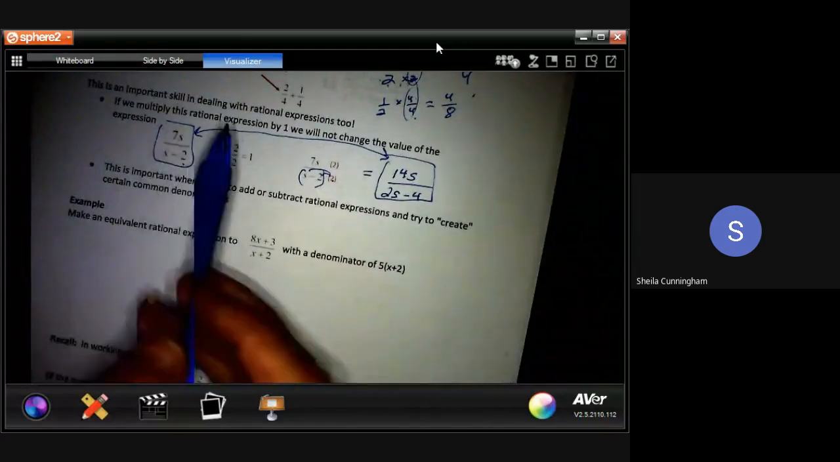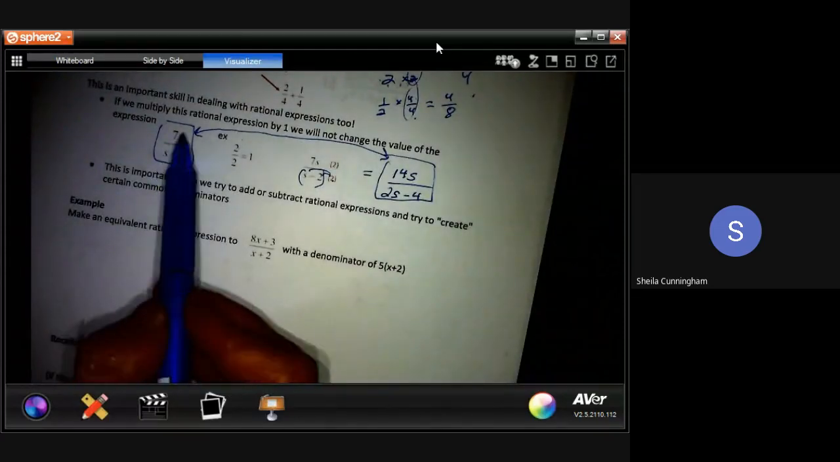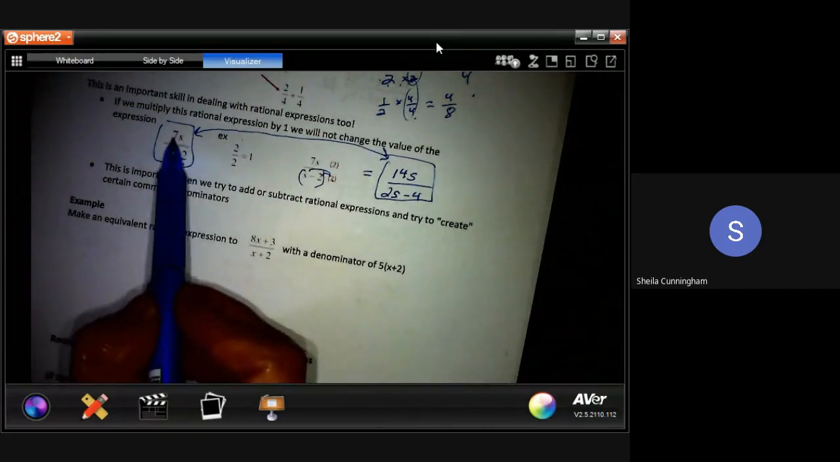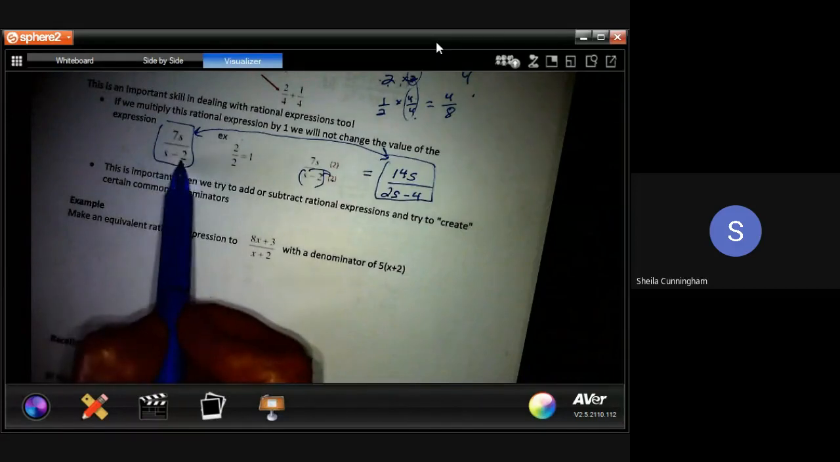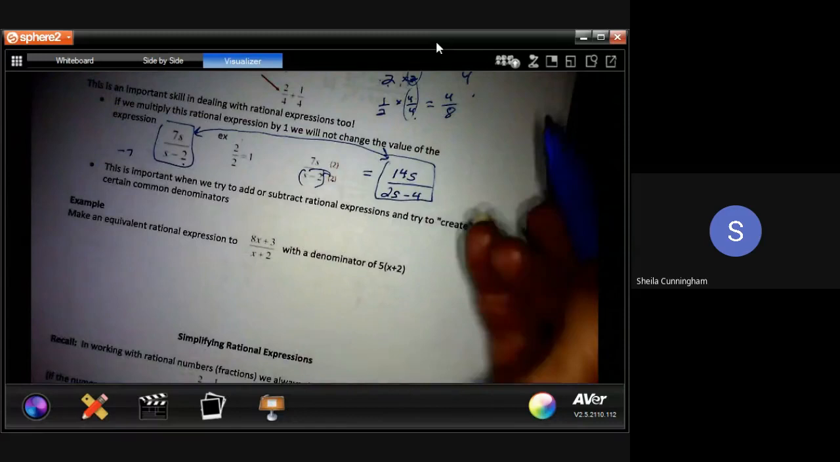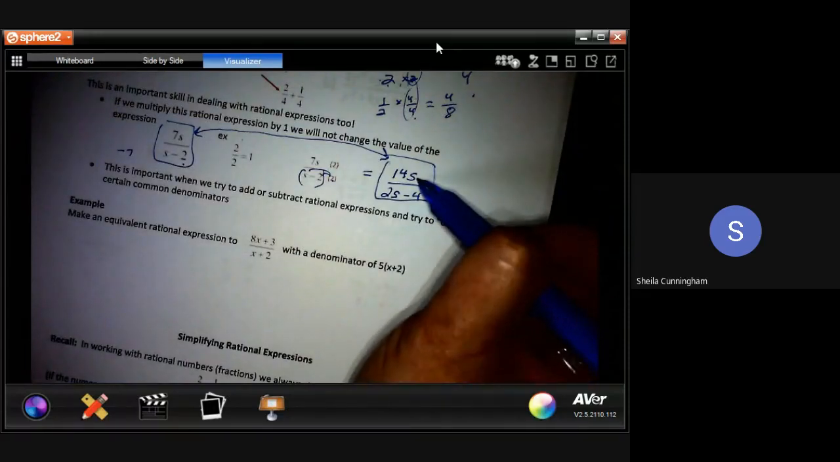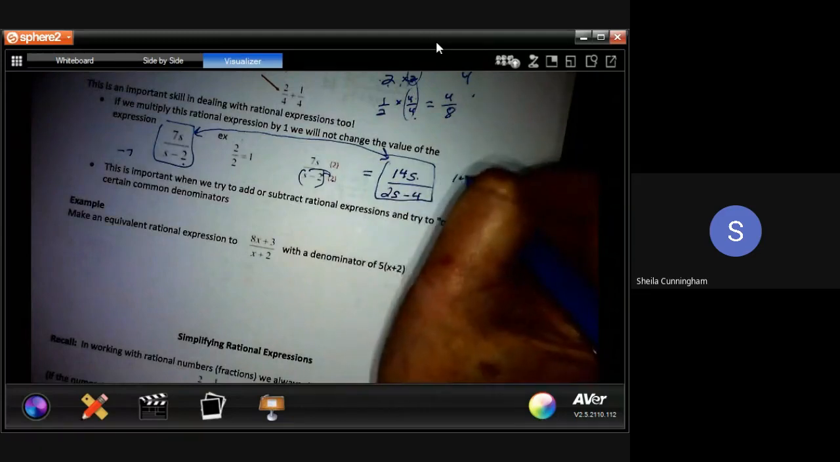You could actually put a value in for s here. So if I put 1 in for s here, I'm going to get 7 times 1 is 7, and 1 subtract 2 is going to be -1. I'm going to get a -7 there for a value. If I put a 1 in over here, that's going to give me a 14 on the top.